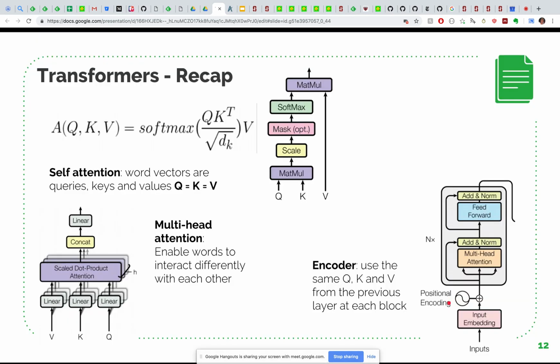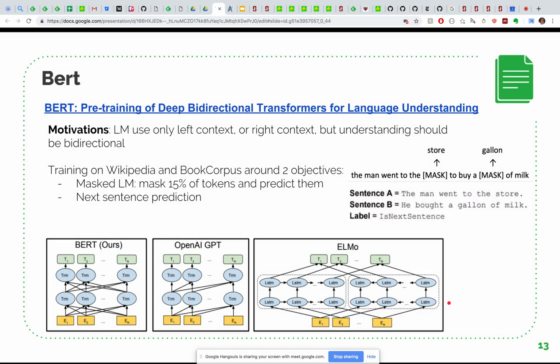So this was, I think, at the end of 2017, and at the end of last year, another paper from Google AI was for BERT. This model has become one of the most talked about language models and NLP models in general. This model was trained on a huge amount of data, much more data compared to other language models.